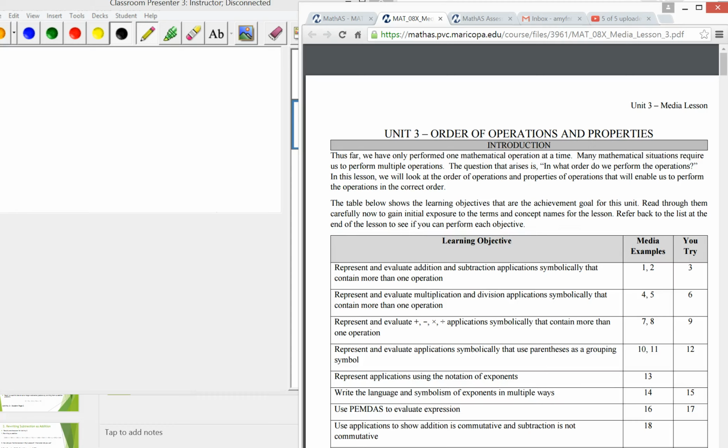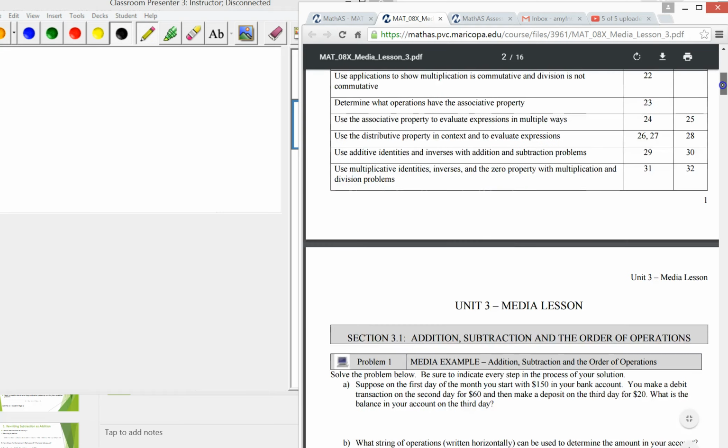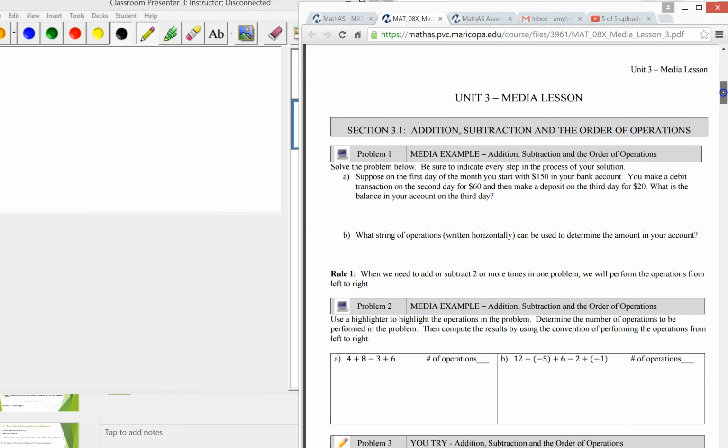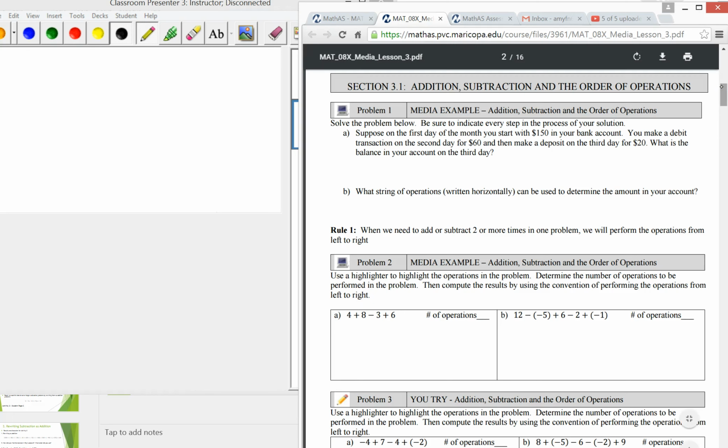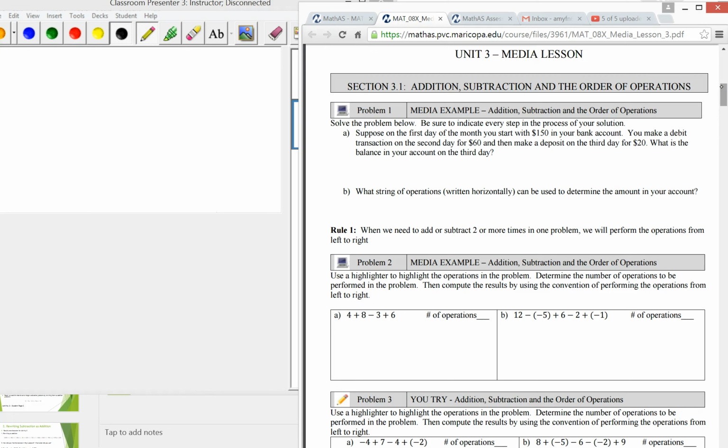Hello teachers, in this video we're going to look at Unit 3, Order of Operations and Properties. So here's the media lesson and the objectives. Let's just start on the first section, Addition, Subtraction, and the Order of Operations.